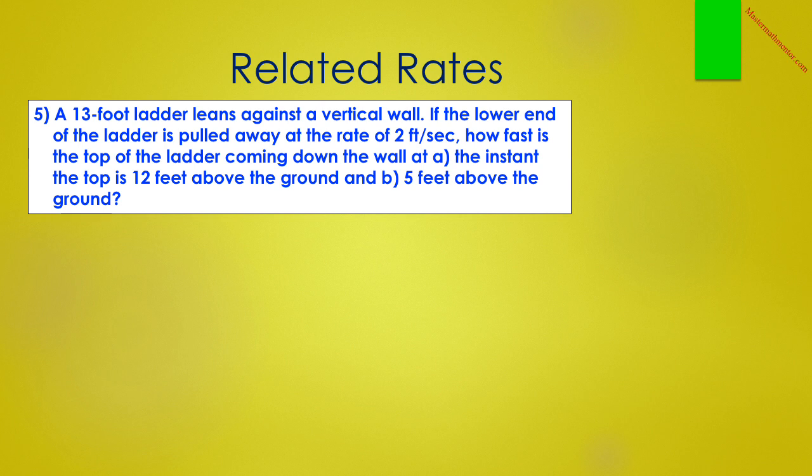There probably hasn't been a calculus class taught that has not seen a problem like number 5. A 13-foot ladder leans against a vertical wall. If the lower end of the ladder is pulled away at the rate of 2 feet per second, how fast is the top of the ladder coming down the wall at A, the instant the top is 12 feet above the ground, and B, 5 feet above the ground?